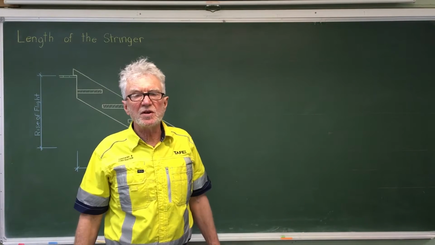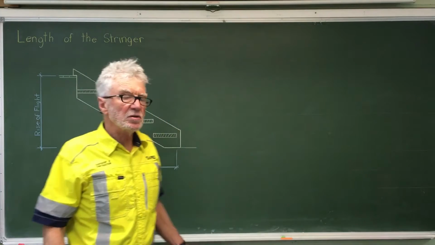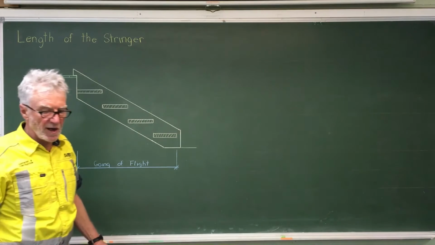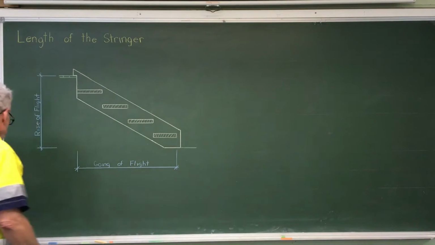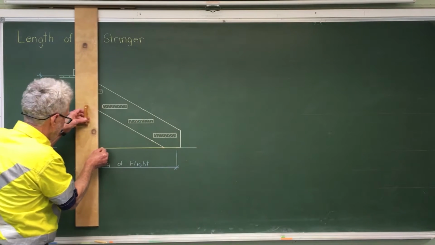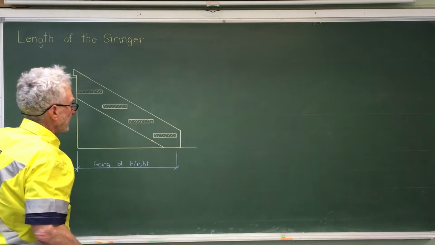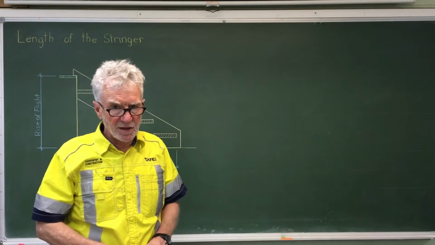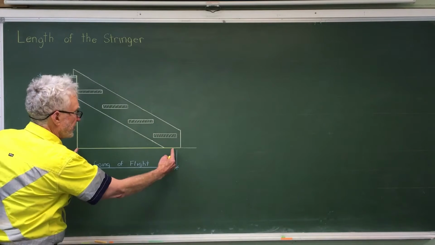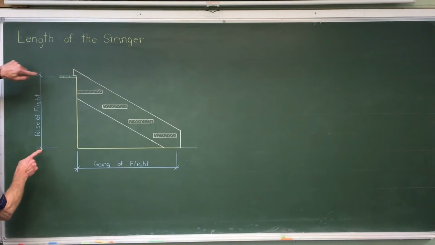The next thing we're going to have to calculate is the length of the stringer. To get the length of the stringer, look at this diagram and think of the lengths in here that will make up a right angled triangle. Those two yellow lengths initially appear to be the two that you would use. That yellow length is the going of the flight. That yellow length is the rise of the flight.